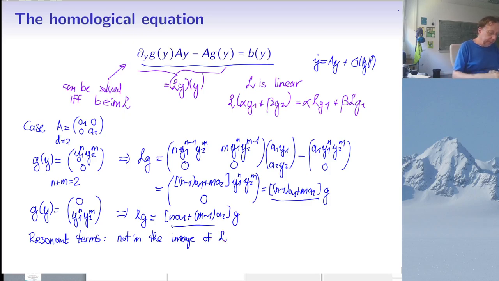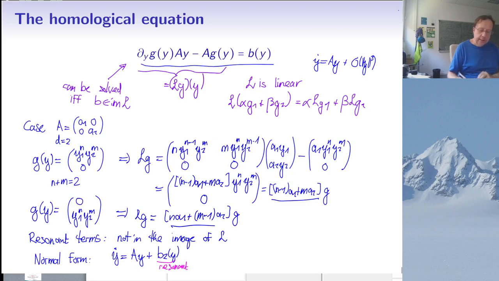And then the normal form will have the following expression, so it will be y dot equals A y plus b2 of y, where this b2 here is resonant. And then we will have some remainder of higher order, of order y to the 3.